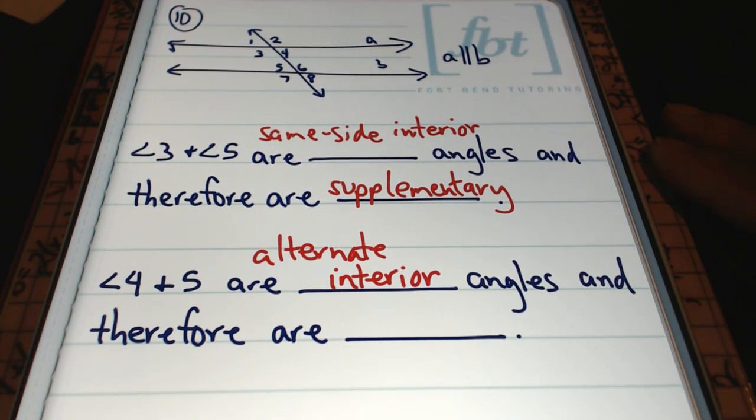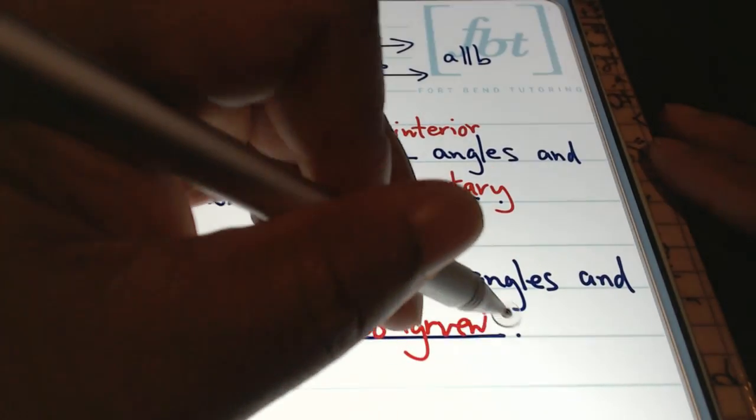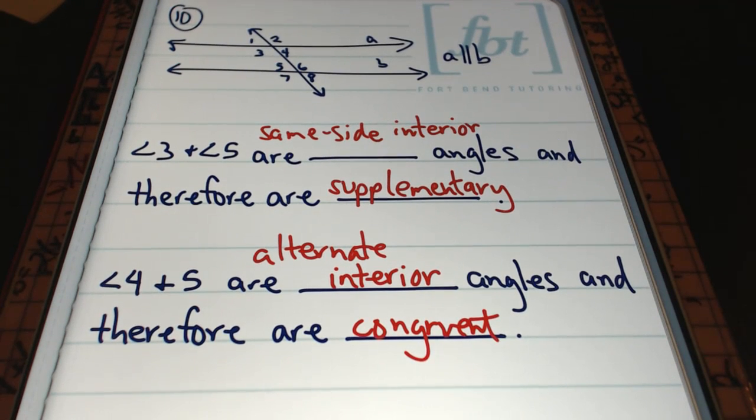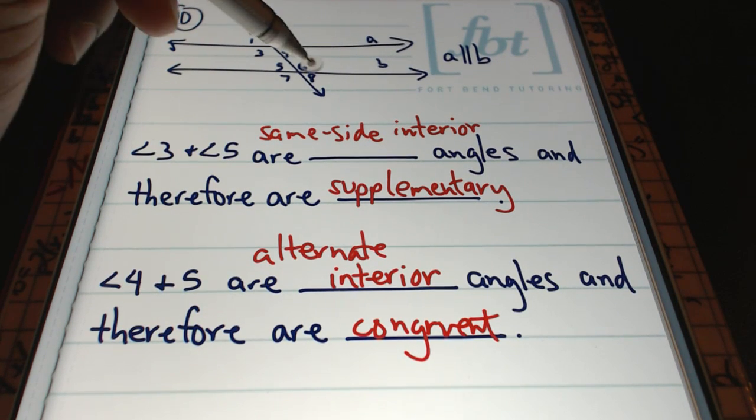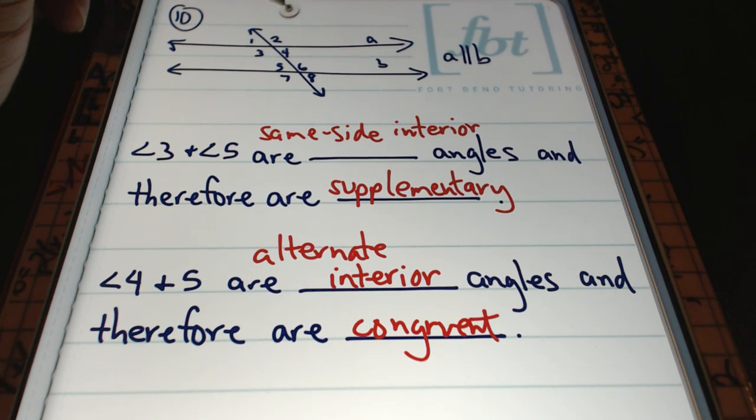And when you have alternate interior angles with parallel lines, guys, these angles are congruent. That's exactly what they are, meaning that they have the exact same measurement. Other angles that would have the exact same measurement, guys, are alternate exterior angles, corresponding angles, and vertical angles. All of those types of angles are congruent when you're dealing with a transversal with parallel lines. So keep that in mind.